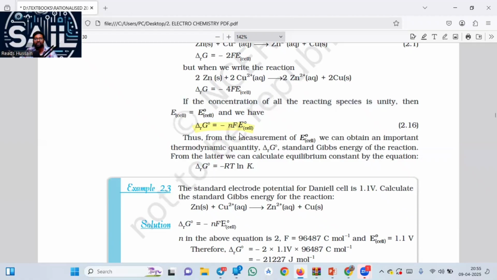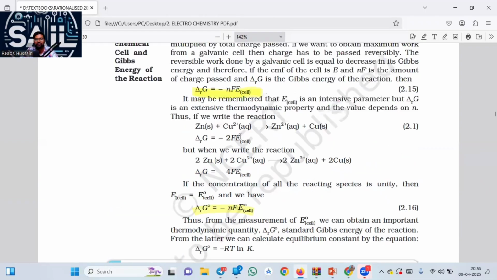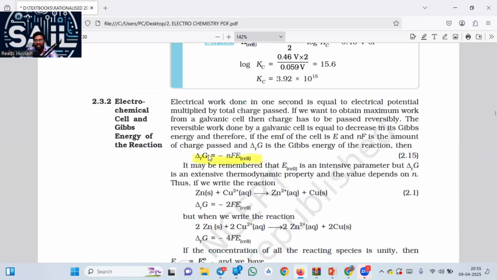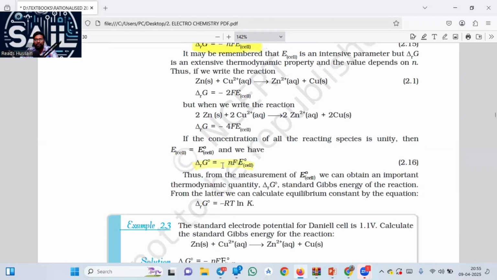E becomes E naught. That means in the above formula, delta G can be written as delta G naught. Delta G naught is equal to minus nFE naught. What's the difference? Just nothing. Here we used delta G is equal to minus nFE; here delta G naught is equal to minus nFE naught. Here this 0 we use, that means these are the standard conditions. The change in standard Gibbs free energy is equal to minus nFE naught cell, that means the standard electrode potential of the cell.